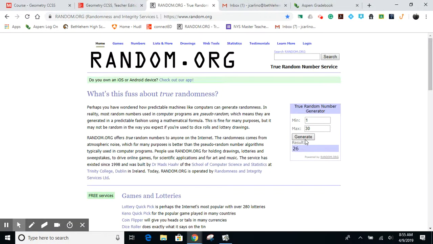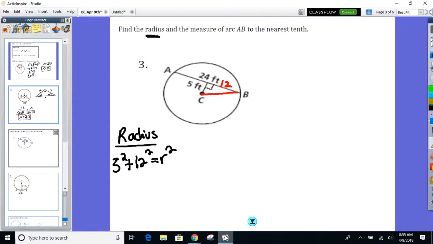When you get to that, let me know. 26, when you get to that, let me know. 13, watch your units. Feet, nice job. Okay, I got 13 feet. All good, because now we need everyone on board.